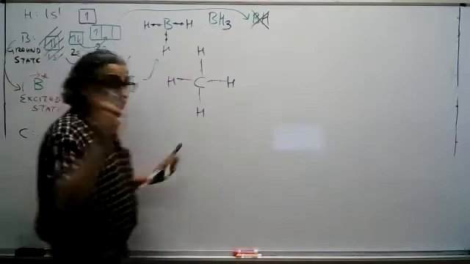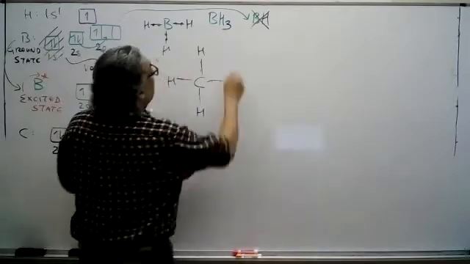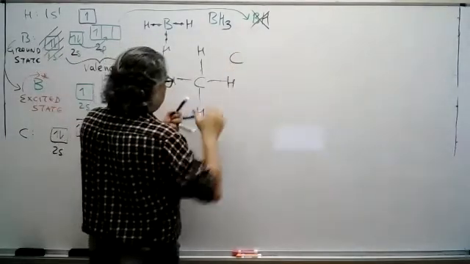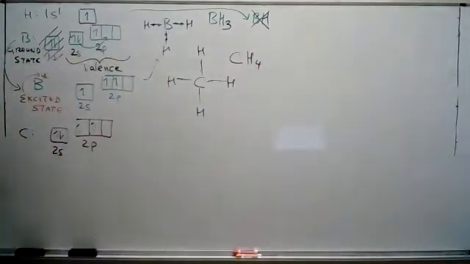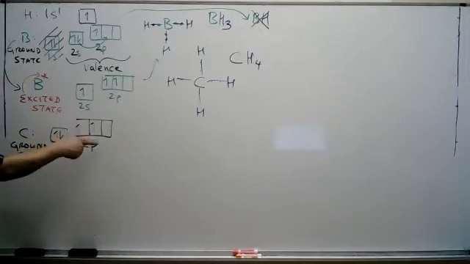4 hydrogens and 1 carbon. It's 1 part carbon and 4 parts hydrogen. That means this is the ground state. This is how maybe carbon is born. But this would lead to a wrong molecule, CH2.